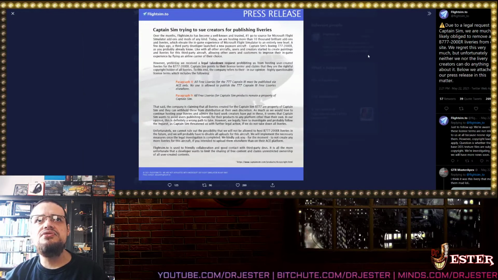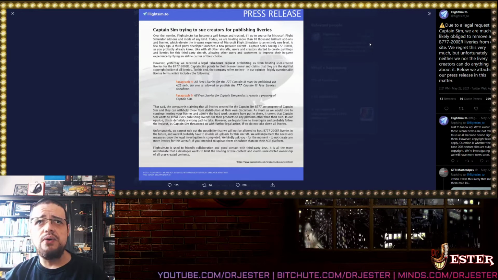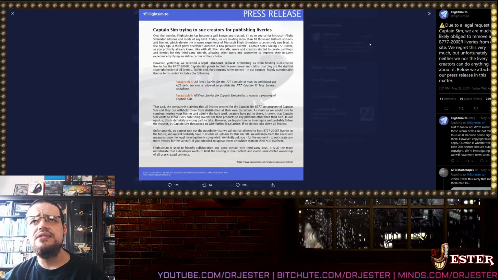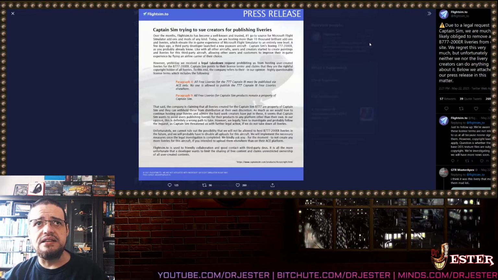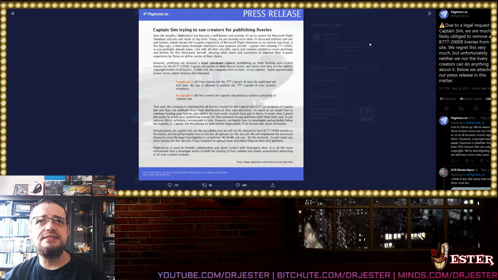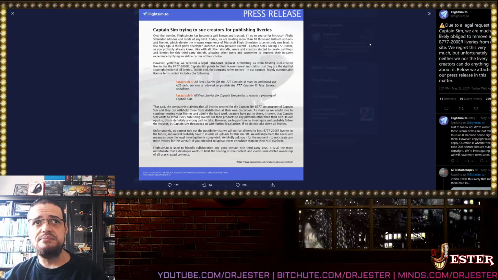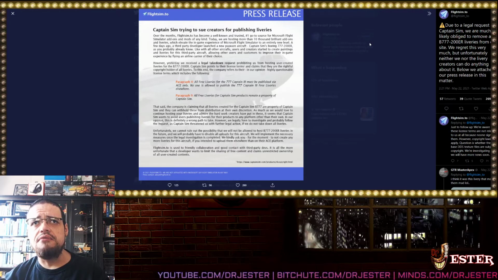Captain Sim is trying to sue creators for publishing liveries. Over the months, flightsim.to has become a well-known and trusted number one go-to source for Microsoft Flight Simulator add-ons and mods of any kind. Today, we are hosting more than 10,000 brilliant add-ons and liveries, which elevate the in-game experience of Microsoft Flight Simulator to an entirely new level. A few days ago, a third-party developer launched a new payware aircraft, Captain Sim's Boeing 777-200ER. As you probably already know, like with all other aircraft, users and creators started to create paintings and liveries for the third-party aircraft, allowing other users and customers to improve their in-game experience by flying an airline carrier of their choice. However, yesterday, we received a legal takedown request prohibiting us from hosting user-created liveries for the 777-200ER.